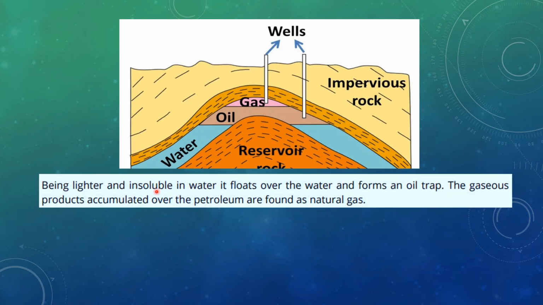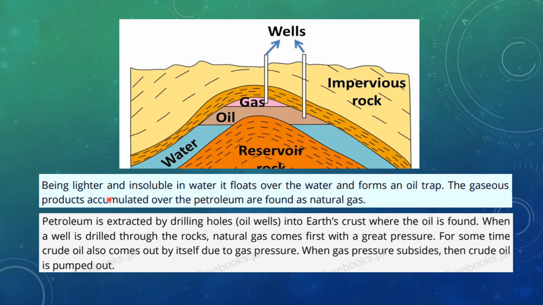Being lighter and insoluble in water, it floats over the water and forms an oil trap, and gaseous products accumulate over the petroleum, and they are considered natural gas. Here you can see that oil is present above the water, and being lighter than water, it floats over it, and at the upper layer of the oil there is gas.